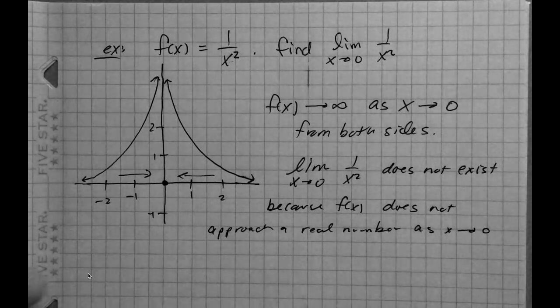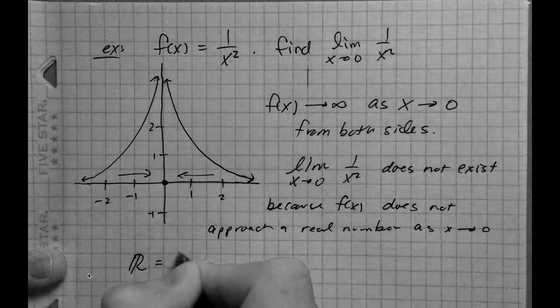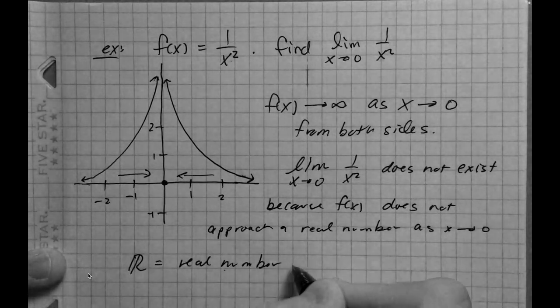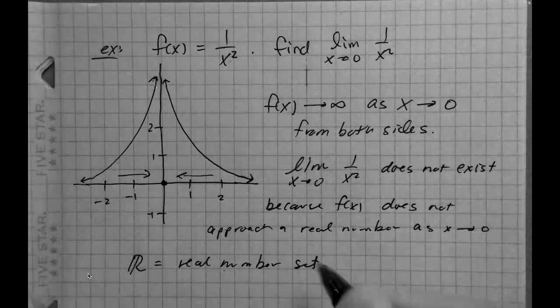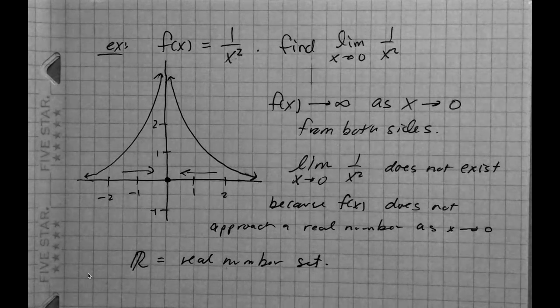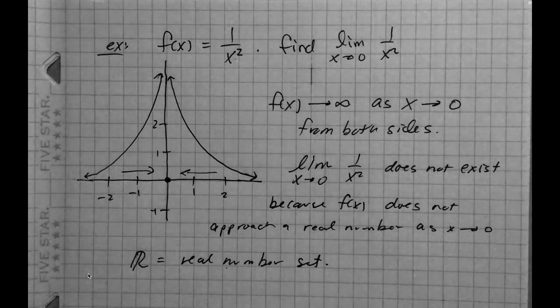So by real number, of course, we mean the real number system, right? So the real number set. Okay. So the real numbers are like all of the numbers that are represented on the number line, both in the negative and positive direction. And so in this case, the function heads off to infinity, does not approach a real number. Okay, so the limit in this case does not exist.